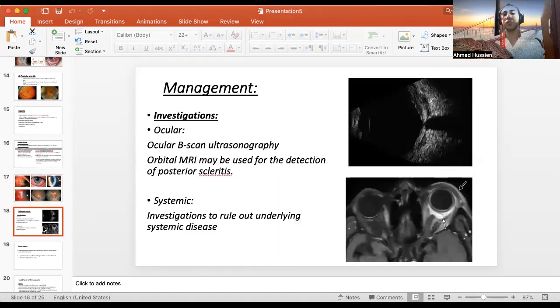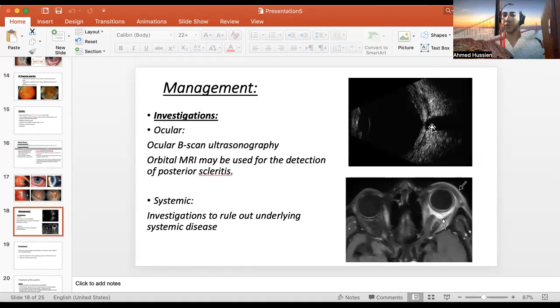Is there any investigation we can do? Yes. In management, you have to order some investigations like ocular B-scan ultrasonography, which will reveal thickening of the sclera due to scleral edema, and this is obvious in posterior scleritis. So there is thickening of the scleral tissue posteriorly, and what's called the T sign.